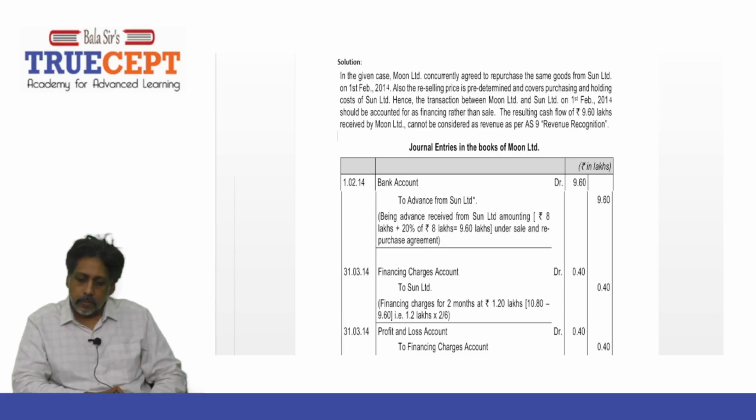Hence, the transaction between Moon Limited and Sun Limited on 1st Feb 2014 should be accounted for as a financing rather than sale. Is that fine? It's a financing, not a sale. Now just check the entries. I'll run through the entries, okay?